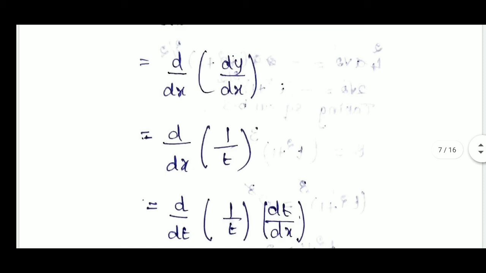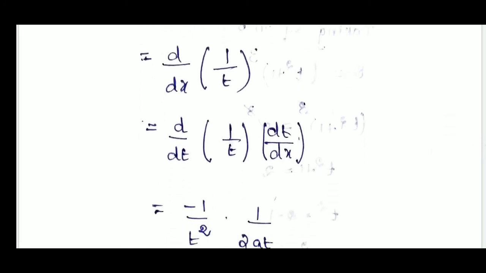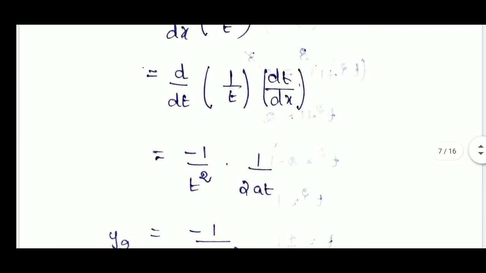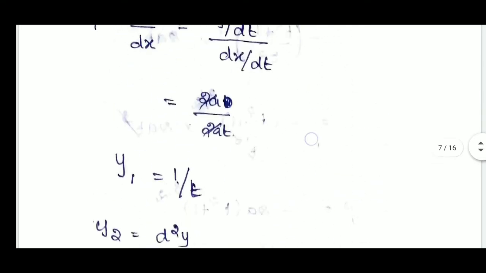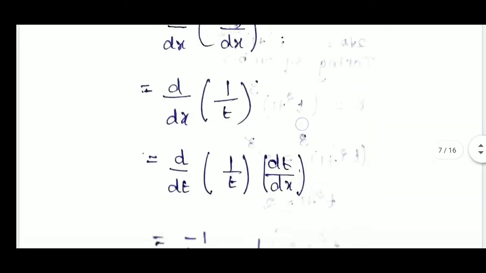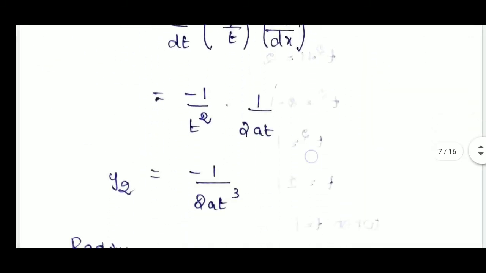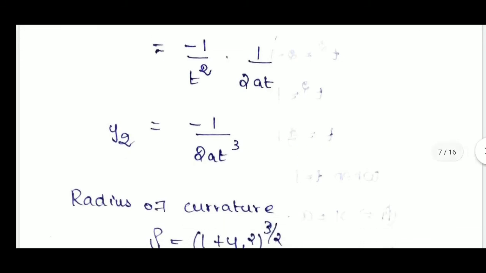We substitute here d by dx of 1 by t, multiplying and dividing by dt: d by dt of 1 by t into dt by dx. Differentiation of 1 by t is minus 1 by t square, into 1 by dx by dt, since dt by dx can be written as 1 by dx by dt. The value of dx by dt we have already found as 2at. We substitute here 1 by 2at. So multiplying, we get y2 equals minus 1 by 2at cube.